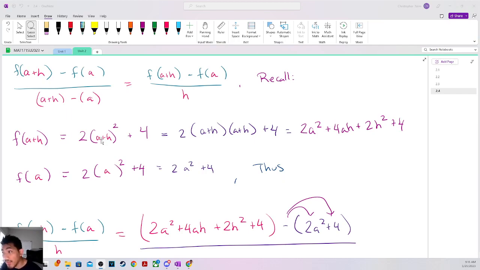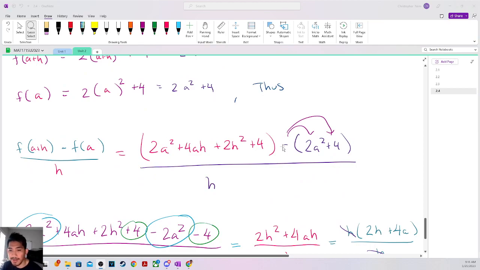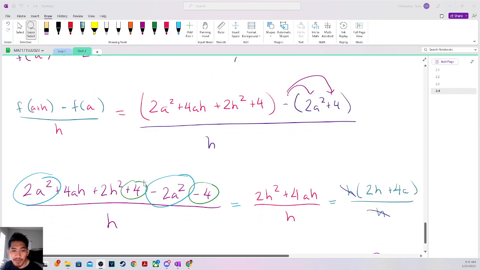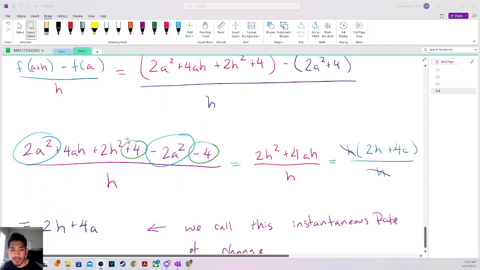Many times you will have to FOIL this mess out. So I FOIL it out right here, and boom, I got this expression and this expression for f of a. Now I plug them in, and I distribute that negative over so I don't confuse myself with subtraction. Boom. Combine like terms. These cancel out completely. These cancel out completely. I'm left with this guy.